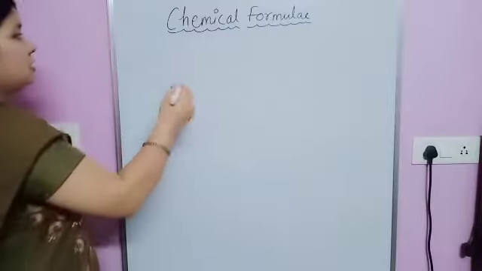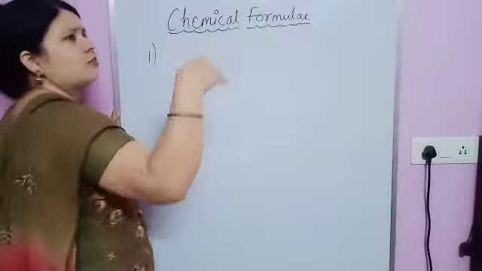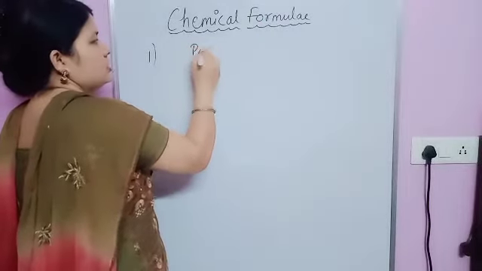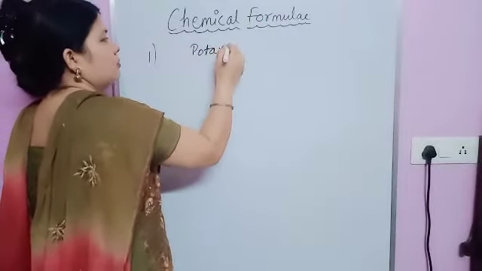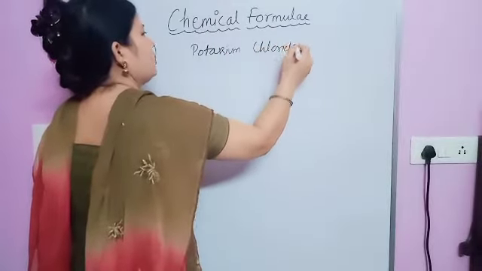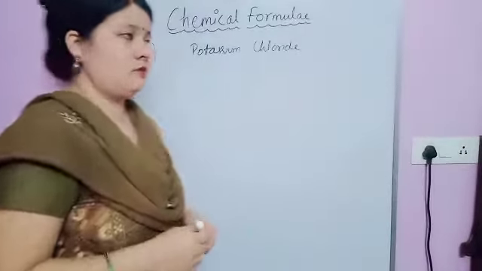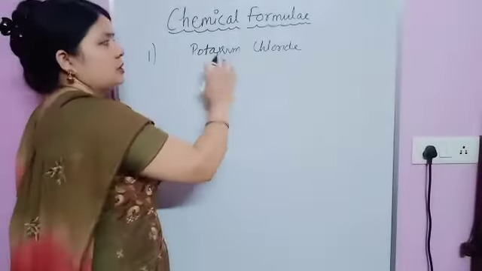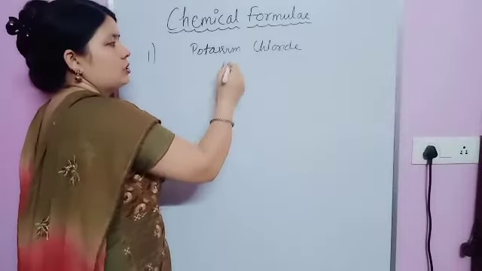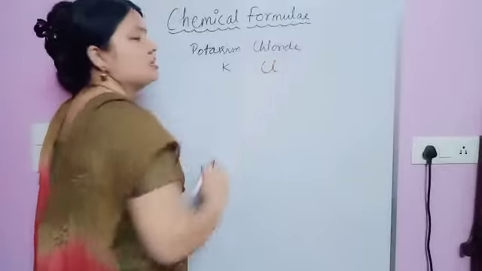Now just see, how to make chemical formulae. Let's start with an easy one, potassium chloride. Suppose your first chemical formula is potassium chloride. Now how to write its formula? The first step is to write down the symbols like this: potassium, the symbol is K, chloride, the symbol is Cl.